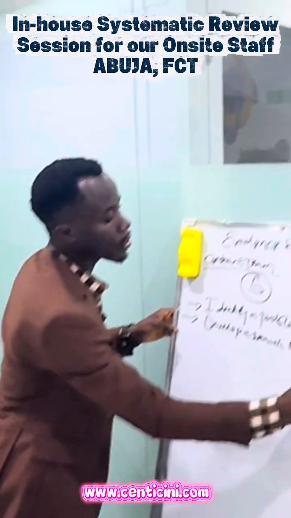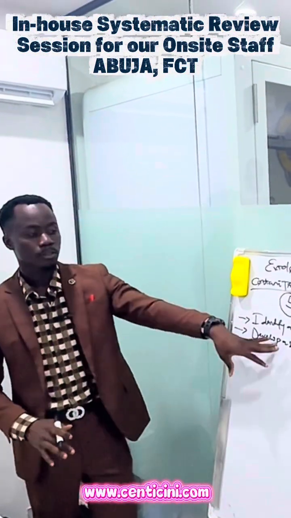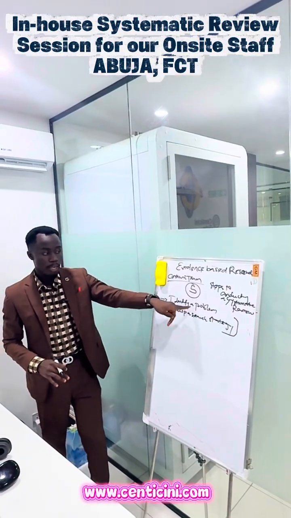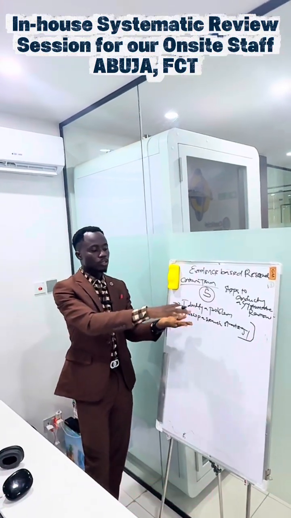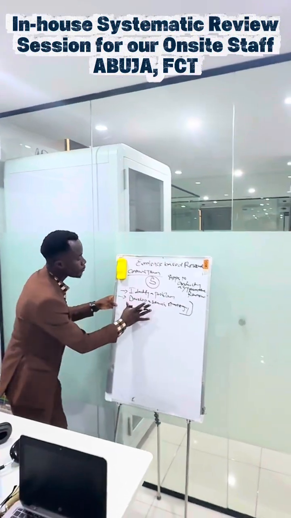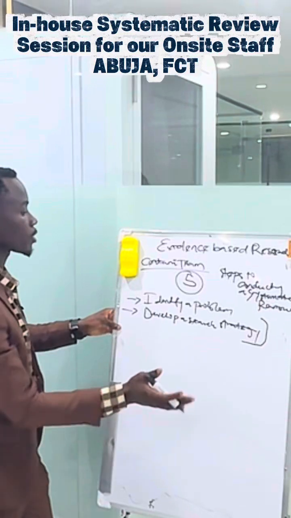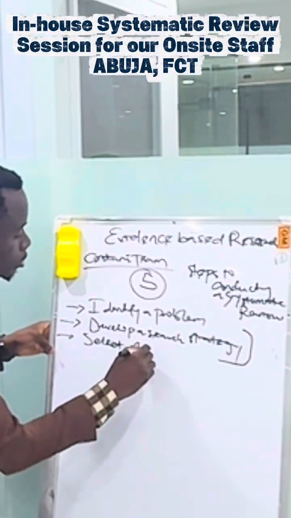So what this encompasses is that when you've identified the problem, you need to search in several databases to be sure that that particular evidence or problem that you've identified is something that has not yet been done by another author. So immediately you've developed a compelling search strategy, which comprises various search terms, the next thing you need to do is to do what? You need to select studies.